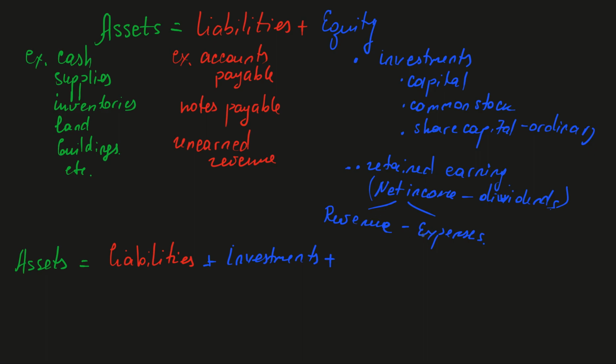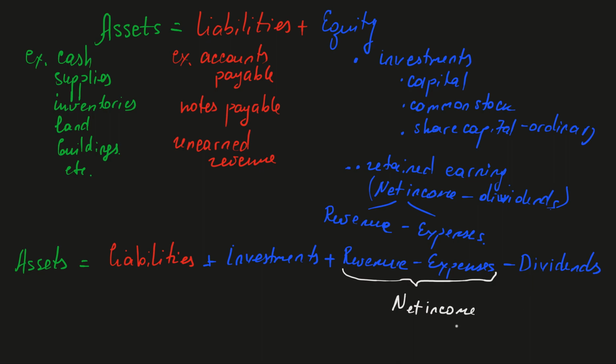Now, retained earnings is revenue minus expense minus dividends, and I can just write it that way. So that's going to be revenue minus expense, which is net income, and minus dividends. So net income minus dividends, that gives us the retained earnings. Let's put it this way, not really good at drawing. This one is our net income. And net income minus dividends, that's going to give us retained earnings.